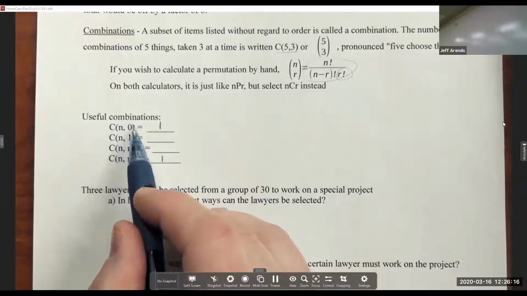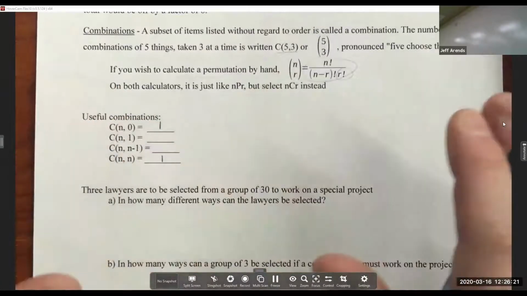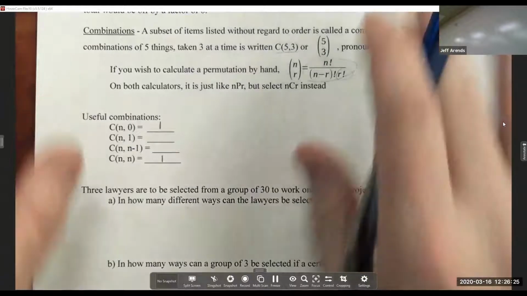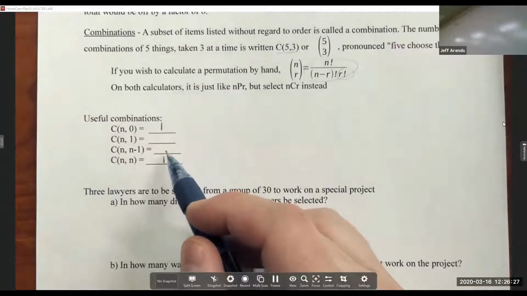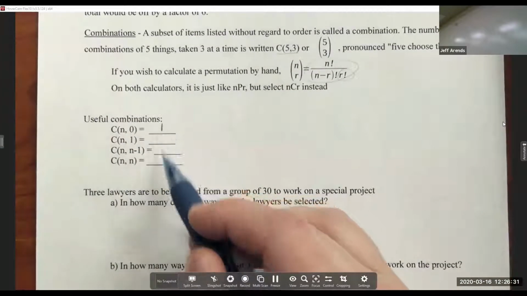You can almost imagine this: you have your 6 books, and you're dividing them into 2 different piles. You have all 6 of them over here and 0 of them over here. There's only one way to do that. So that's talking about both of those.